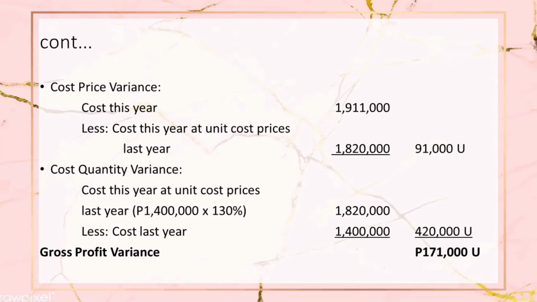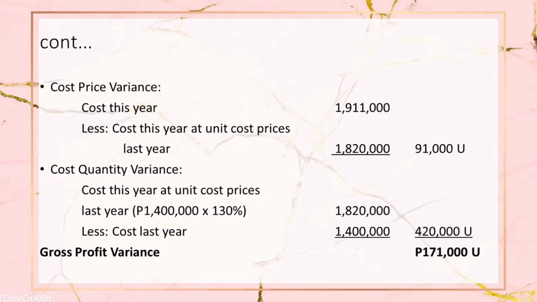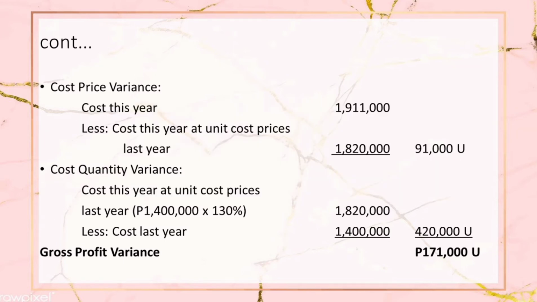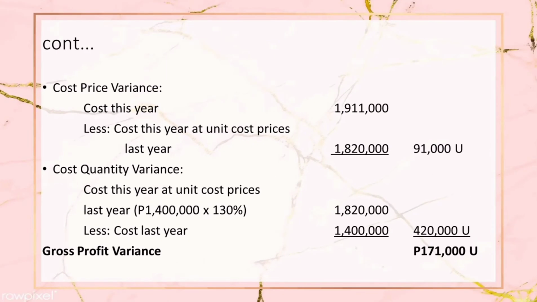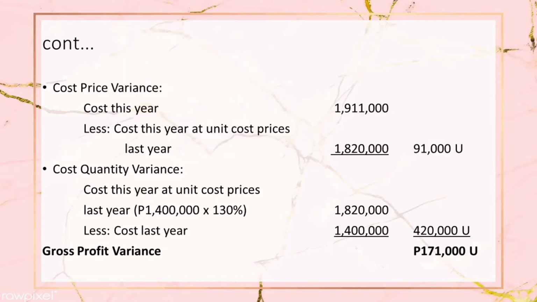Next, we'll get the cost variances, in which the quantity variance ratio applies to both sales and cost of goods sold. Since the quantity variance ratio is determined to be 30% increase, the cost quantity variance may now be computed. In the computation, the cost this year at unit cost price last year is unknown. So it is calculated as the cost last year multiplied by 130%. 1,400,000 multiplied by 130% gives us 1,820,000 pesos. So the cost quantity variance is determined at 420,000.